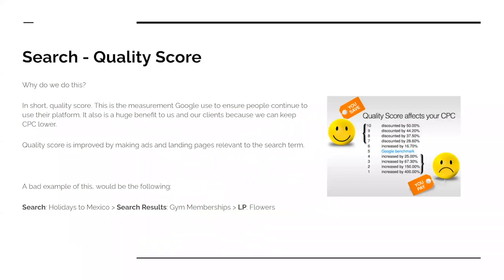So quality score, I've mentioned this quite a few times now. So what is quality score? Quality score is the measurement Google use to ensure people continue to use their platform. They don't want poor ad copy or poor landing pages on really, really broad keywords. They want people to keep using their platform, and to keep people using their platform, every search result has to return a relevant result to what they've actually searched in Google. So there's quite a heavy punishment if we don't do this.